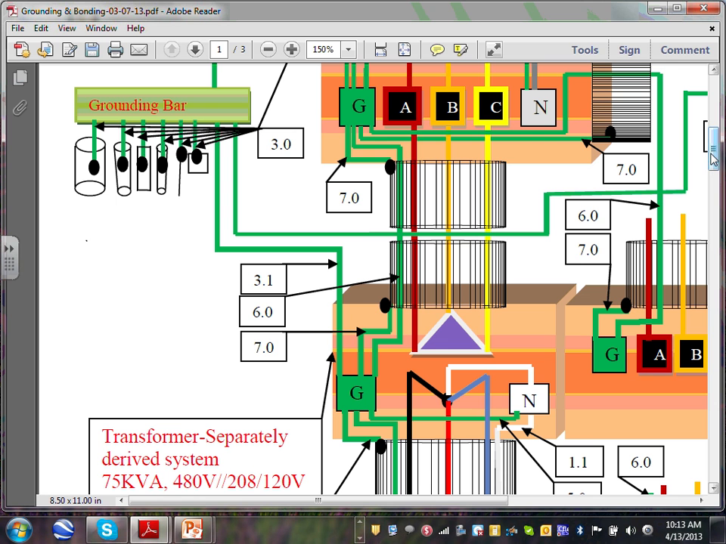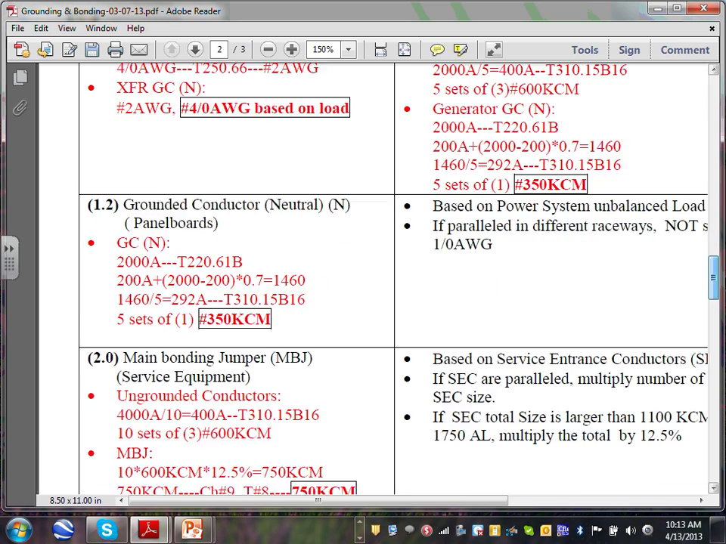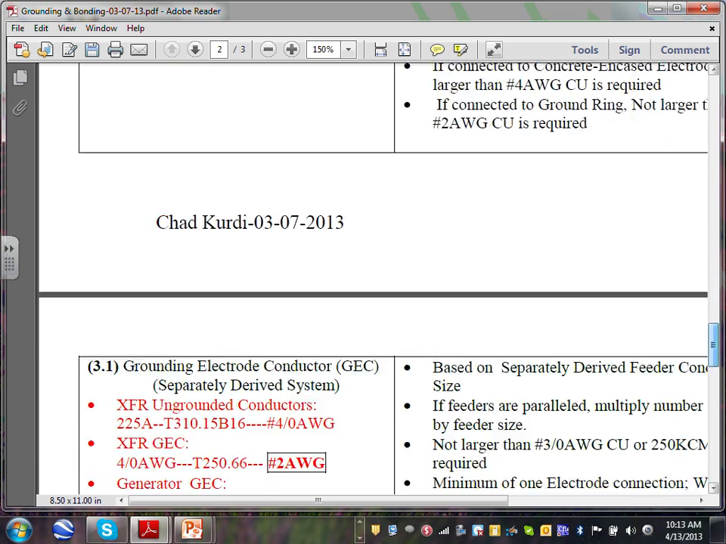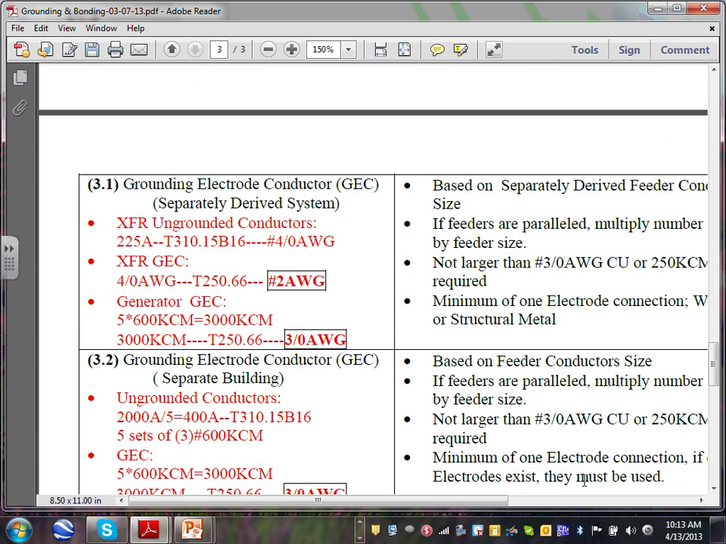Any comments, guys? Any questions about that? So if you look at 3.1, how we size 3.1: here's my transformer. For the transformer, you have to find the full load current for it. I mean, you have to size the feeders for it. And based on 250.66, you get your number 2. So I need a number 2.